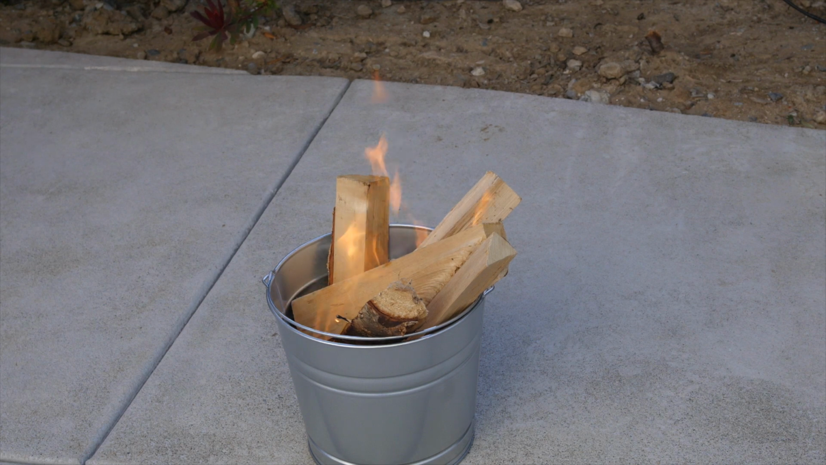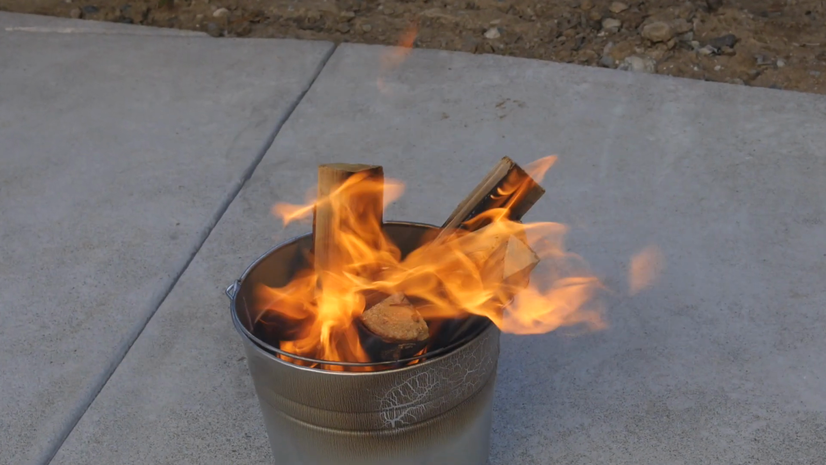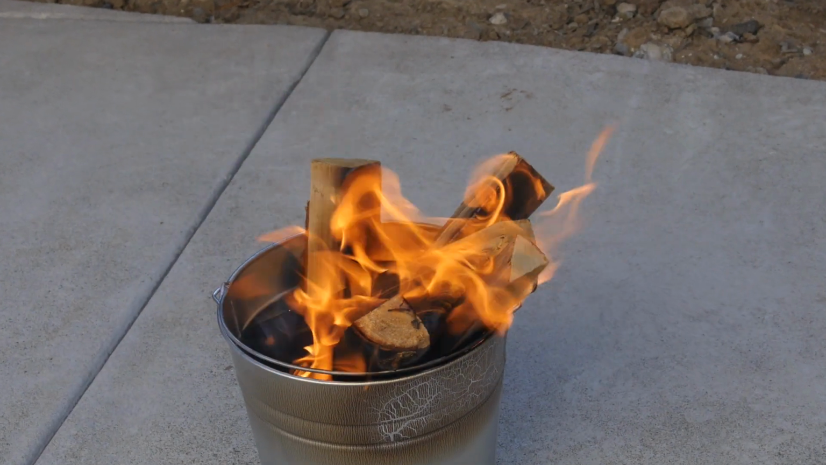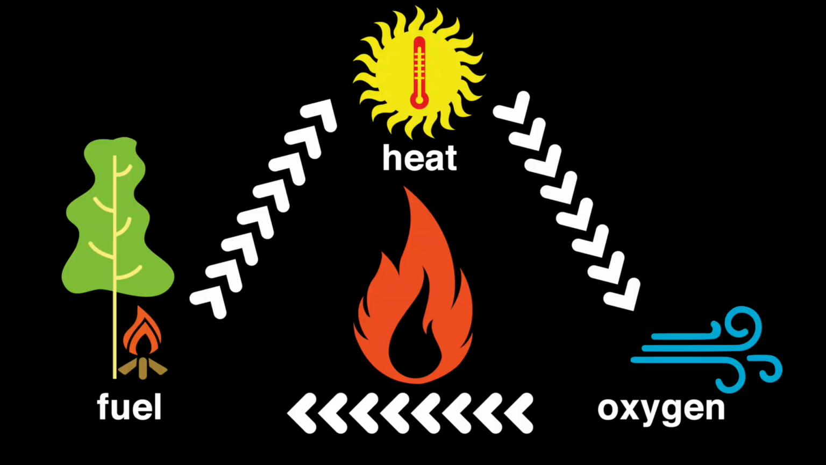The wood ignites. As the fire burns, it continues to consume its fuel source, as well as the oxygen in the air around it. Now, how do we put a fire out? That's simple, by removing one of the 3 elements in the fire triangle. Let's start by removing heat.